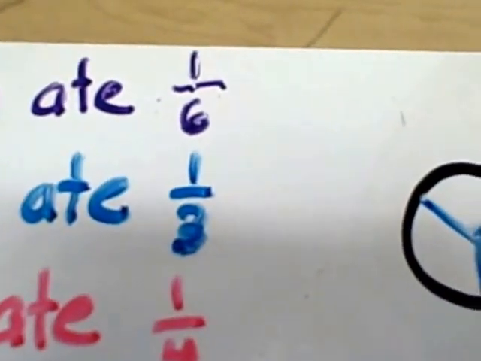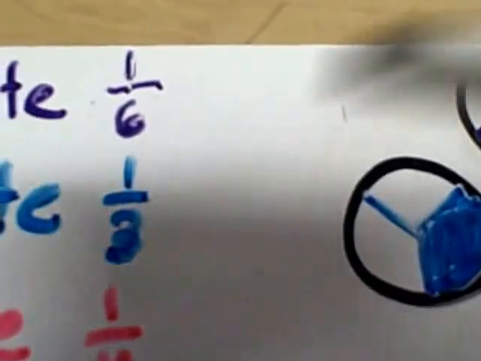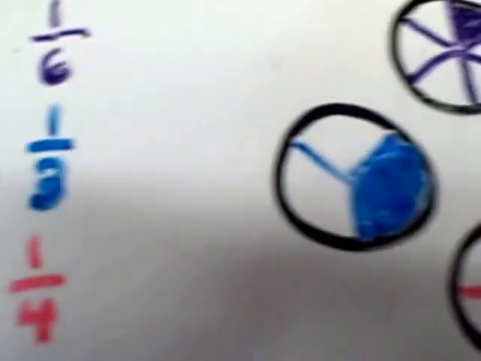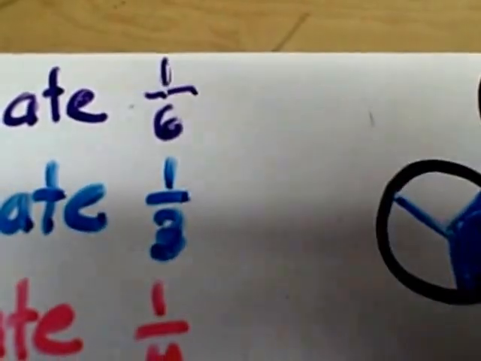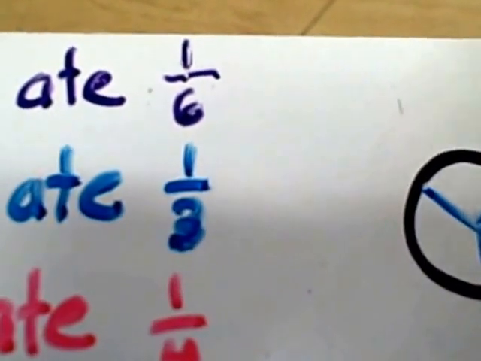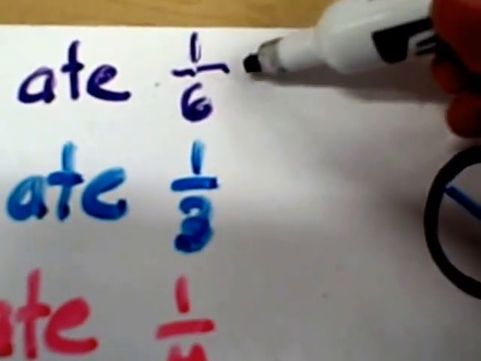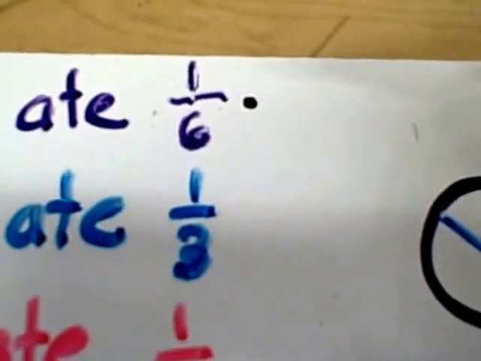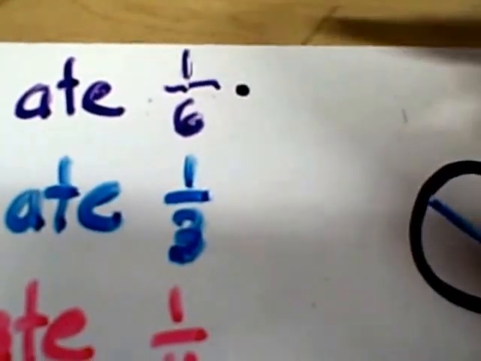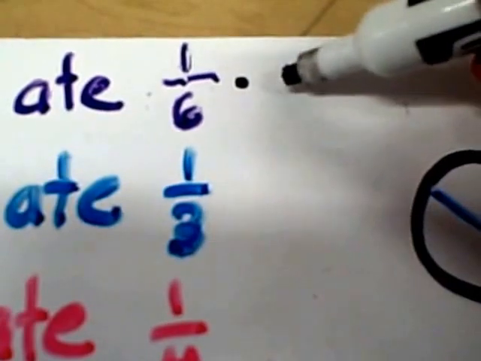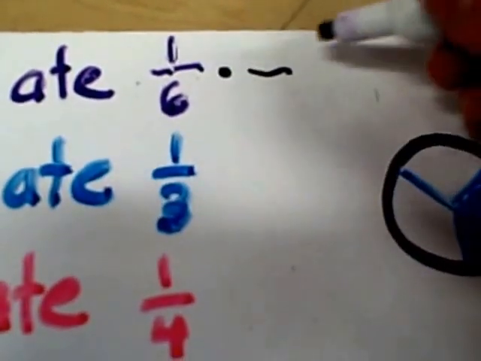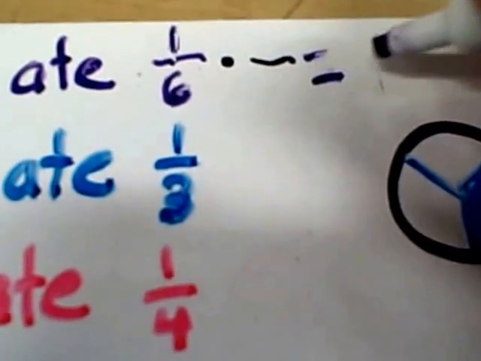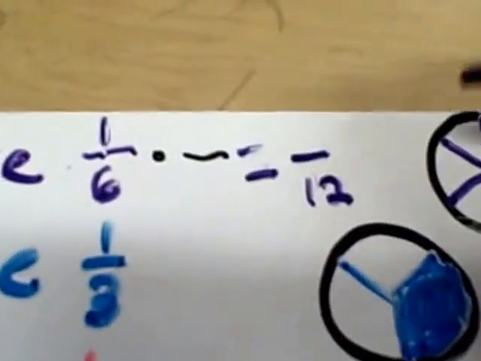So let's see if we can cut these pieces, instead of 6ths, instead of thirds, and instead of fourths, into 12ths. And then we'll be able to figure out how much pizza maybe was left over, if there was any left over. So here we go. 1/6. And we have to multiply. We're not really changing the number. We're going to multiply to make 12ths. So our new answer is going to have 12ths on the bottom.